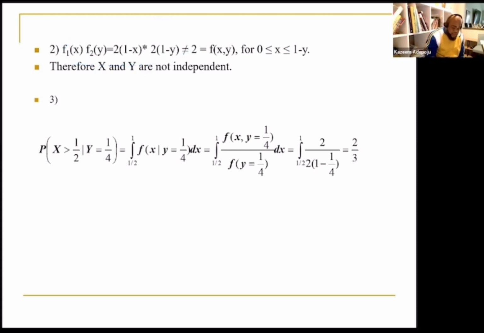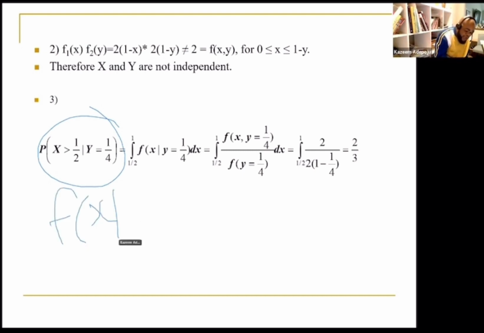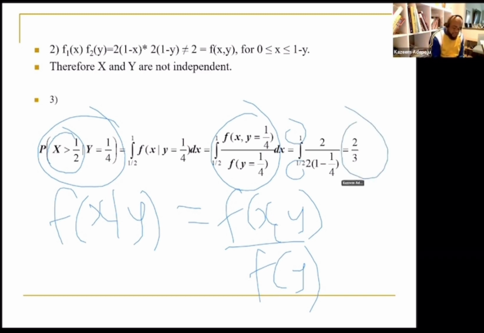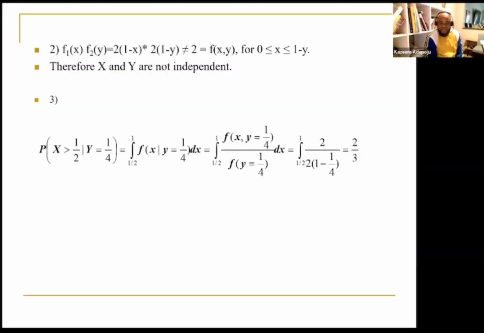Finally, I can find the probability of s greater than half given y equal to 1 over 4. But all I first need to do is find f of s given y, which is going to be f of xy divided by f of y. Then I'm going to plug in 1 over 4 for y. Then s greater than half, we're going to go from half to 1 because the range actually ends in 1, and that's going to give me 2 over 3. Take a look at that. Oh my God, that is going to be the end of my lecture today. Is there any question before I go today?